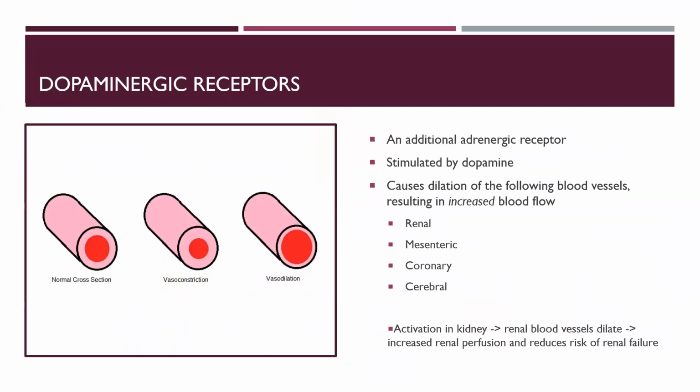Our dopaminergic receptors, these are an additional adrenergic receptor. They're stimulated by dopamine. They cause dilation of the following blood vessels, which will result in increased blood flow. So they're things like our coronary, cerebral, renal, all these areas that are going to have that increased blood flow. And if you think about it, if it's activated in the kidneys, it's going to cause renal blood vessels to dilate, which causes increased renal perfusion and reduces the risk of renal failure.